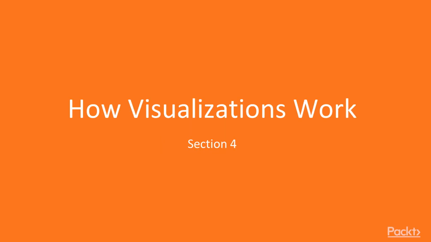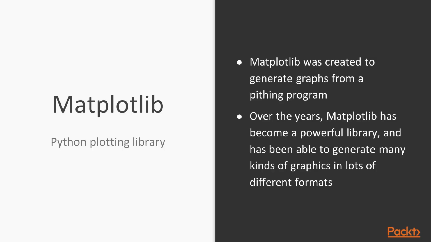Welcome to section 4, where we will produce graphs directly from Python and understand how visualization works. Graphs are essential in data science, as they present data visually and allow the reader to catch information usually much more quickly than in any other way. For this purpose, we will use a Python library called matplotlib. Matplotlib was created to generate graphs from a Python program.